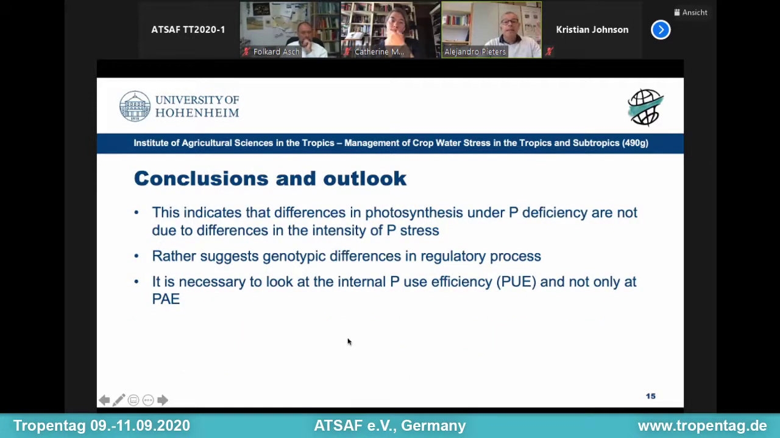This indicates that the differences in photosynthesis on the phosphorus deficiency are not due to differences in the intensity of the phosphorus stress. As I was saying before, it rather suggests genotypic differences in regulatory process, and obviously that makes it necessary to look at the internal phosphorus use efficiency, and not only at the phosphorus acquisition efficiency, in order to produce a really phosphorus efficient rice genotype.